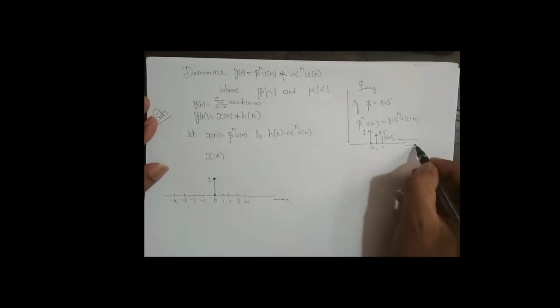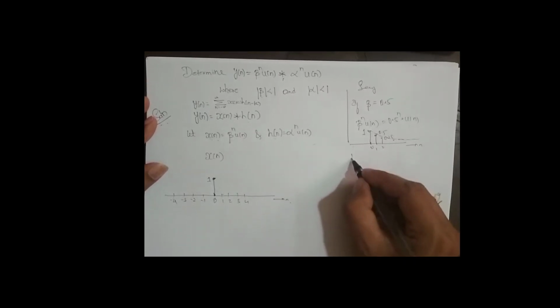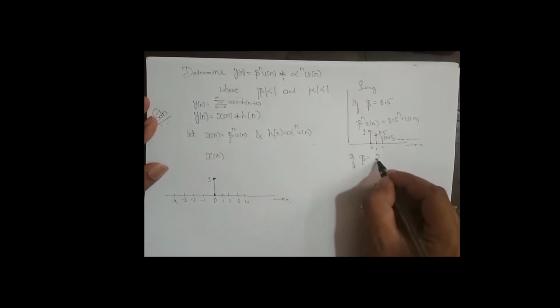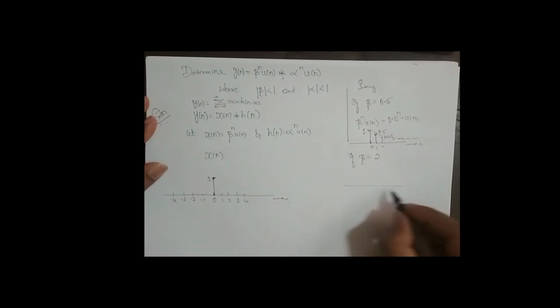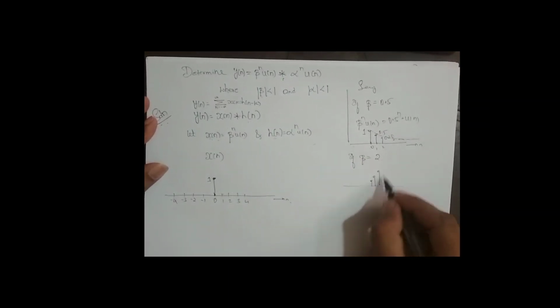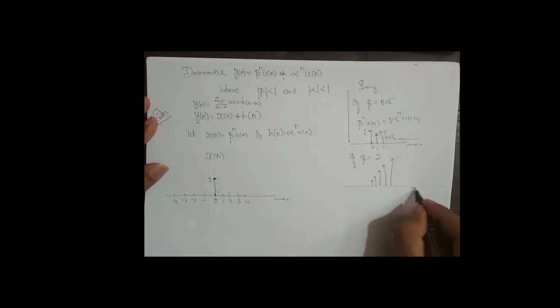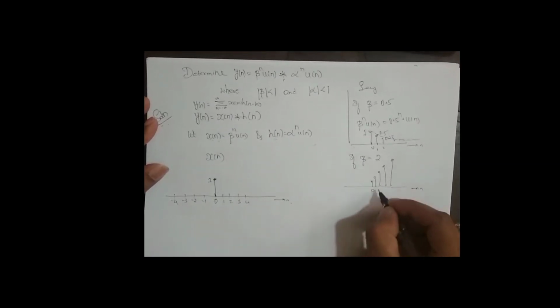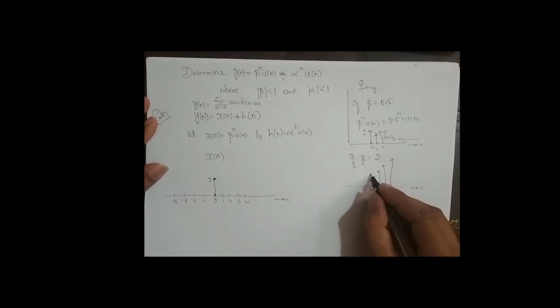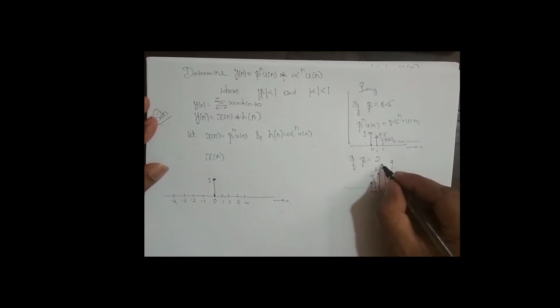If beta is 2, say magnitude of beta is greater than 1, then it will be exponentially increasing. So it goes like this. When n equal to 0, it is 1. When n equal to 1, 2 power 1, which is 2. When n equal to 2, 2 power 2, it is 4. When n equal to 3, 2 power 3. So it goes on. It's an exponential sequence.